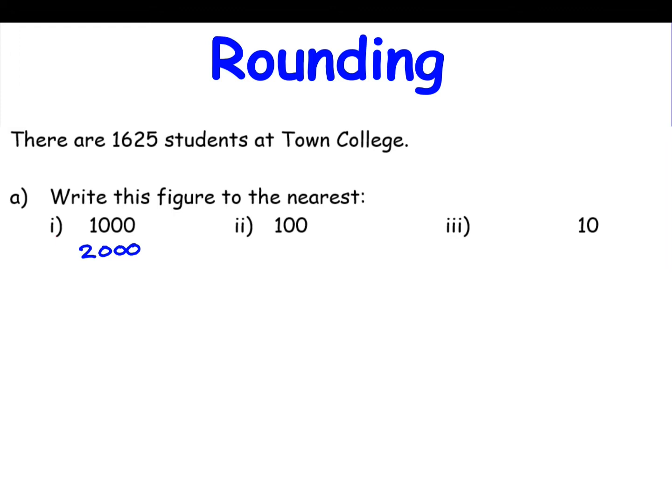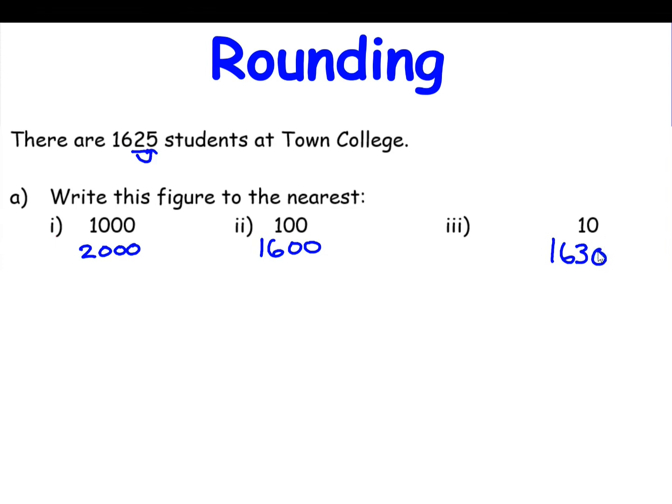Now rounding to the nearest 100, we're interested in the 6. Look at the next number along, which tells us to stick with the 6. So we have 1, 6, and we infill the other place values with zeros. And finally, we need to round to the nearest 10. So we're interested in the tens. We look at the next number along to stick or twist, and in this case a 5 is telling us to twist to go up to the next value. So we have 1, 6, 3, and we infill with a 0.